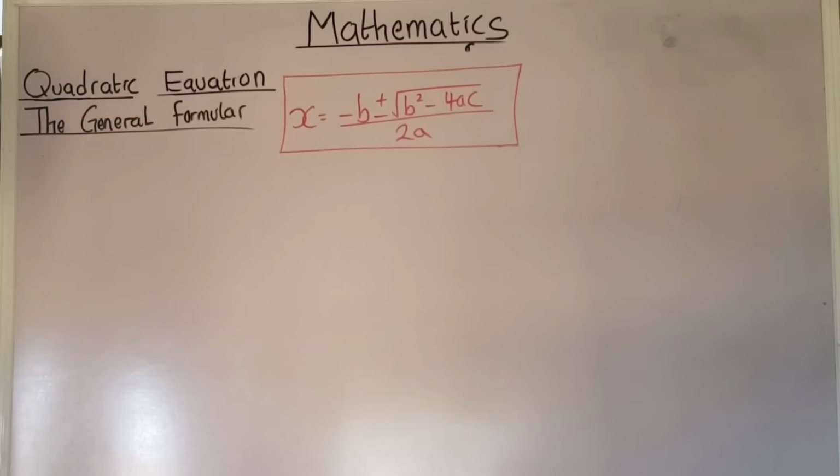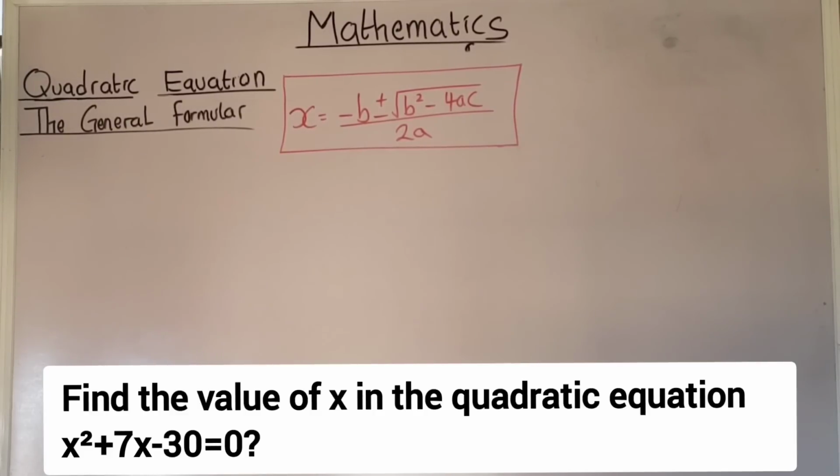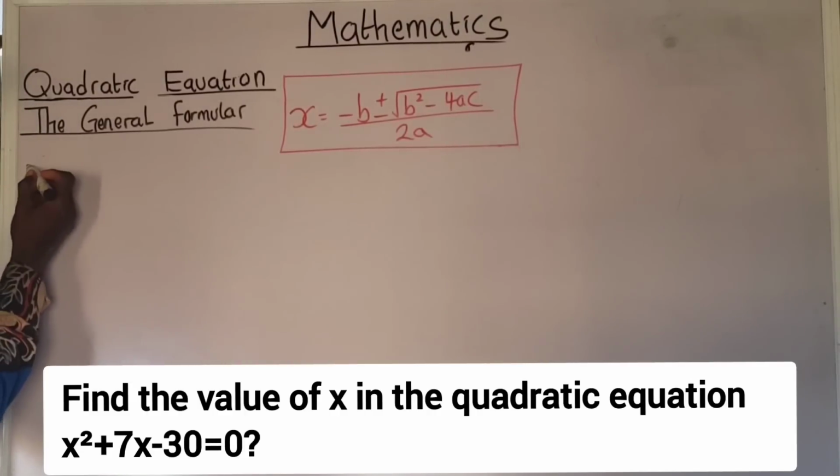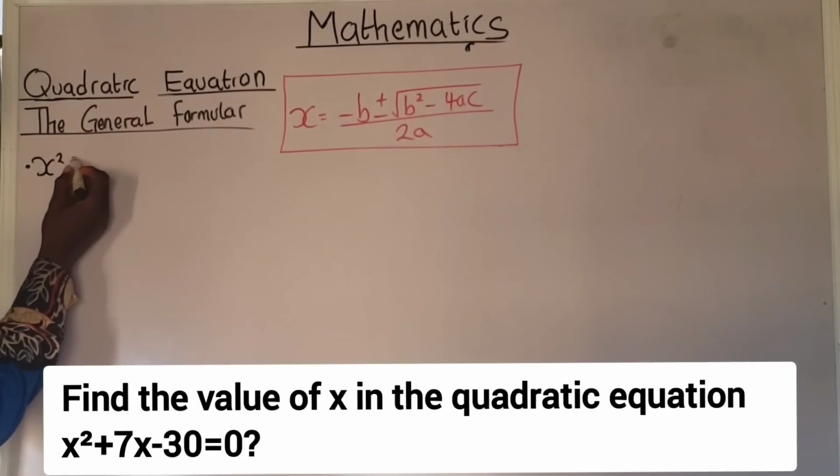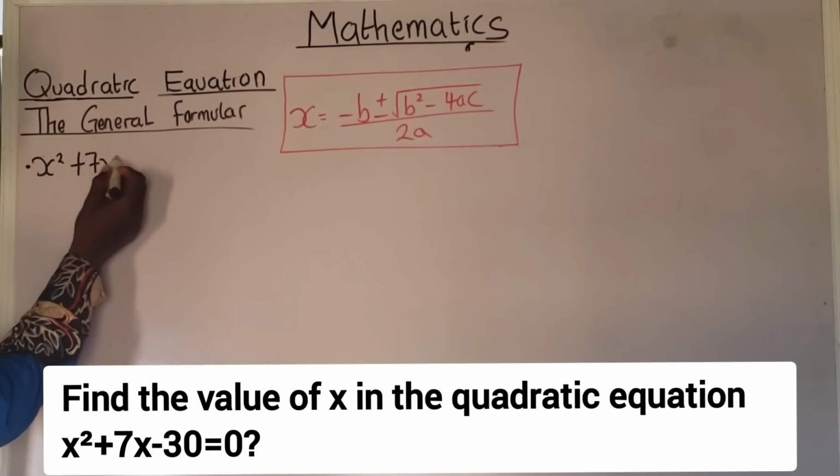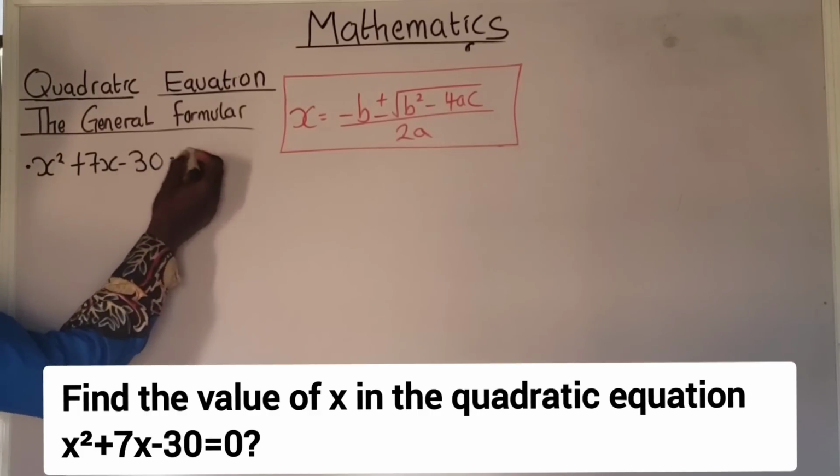In this class, we're going to learn how to solve quadratic equations using the formula method. Okay, let's start with the first question. We are asked to find the value of x in the quadratic equation x squared plus 7x minus 30 equals 0 using the formula method. Okay, x squared plus 7x minus 30 equals 0.